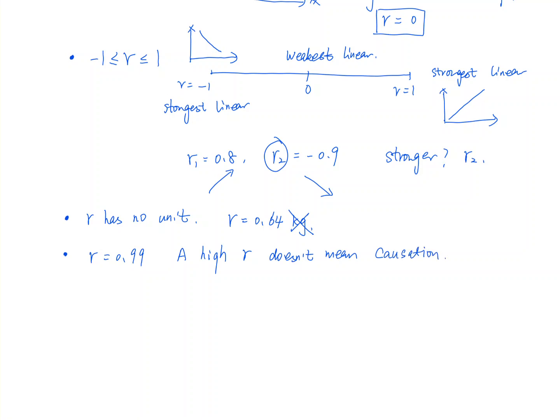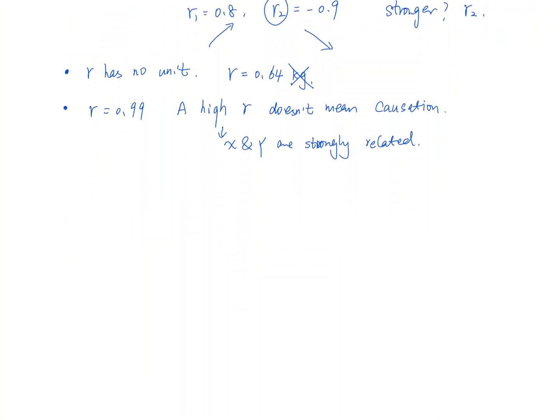So the high correlation only means what? It only means x and y are strongly related. We can only say the age and the height are strongly related, but I cannot say the age causes the height. We can only say the age affects the height, but cannot determine the height. So here we say a high correlation doesn't mean causation.